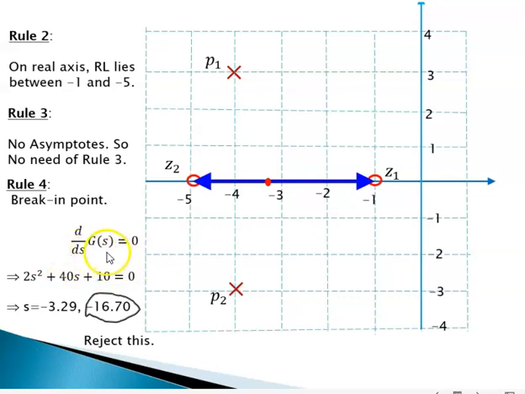So we find the derivative of G(s) and equate it to 0, and you see that it's obviously not minus 16.70. It has to break in somewhere between minus 1 and minus 5. So we accept this and reject this. We'll note this as the break-in point.